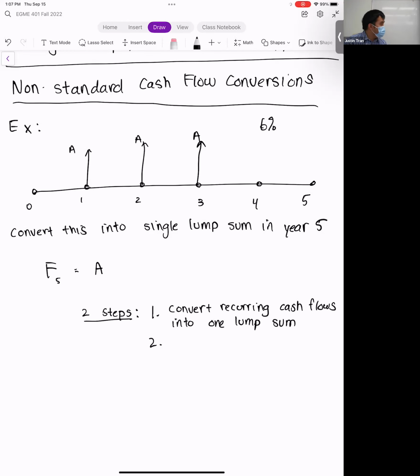Because from that lump sum, it's a lot easier to convert that to whatever other places that you want. Okay?